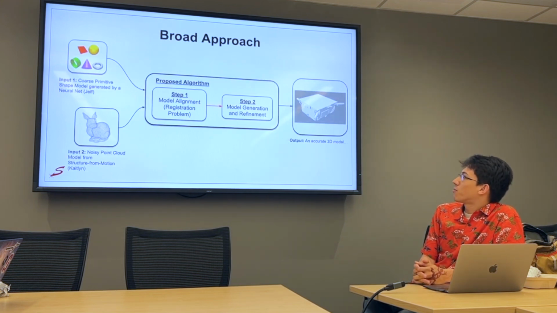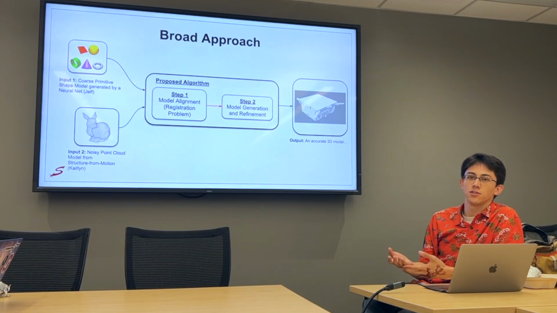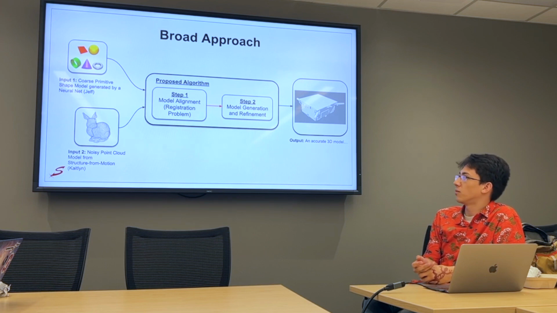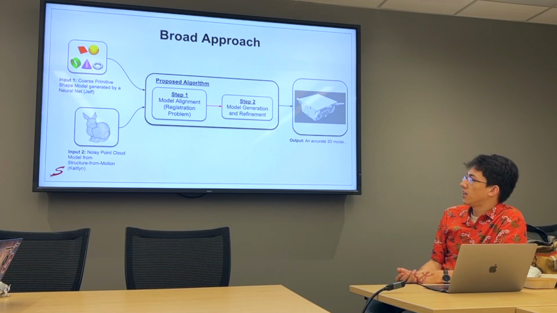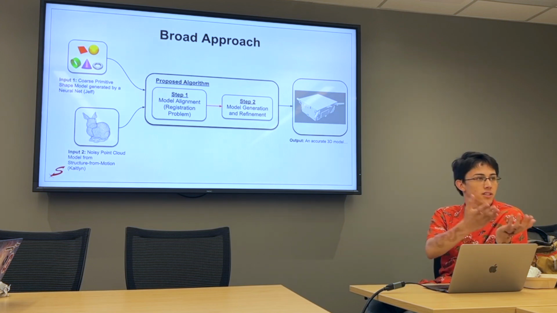So the broad approach is, we have two inputs to our algorithm. We have, again, the coarse primitive shape model, and this is supposed to be generated by a neural net. If you may remember, Jeff presented on something similar to this a couple meetings ago. And then the second input will be a noisy point cloud model from something like structure from motion, which will be provided by someone like Kegan.